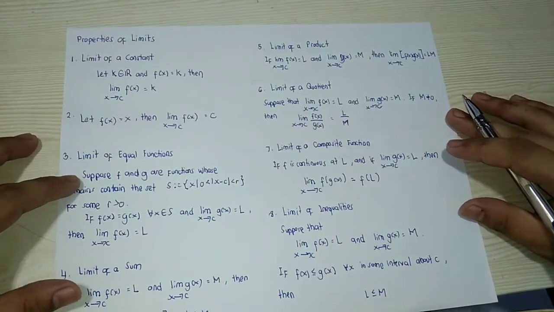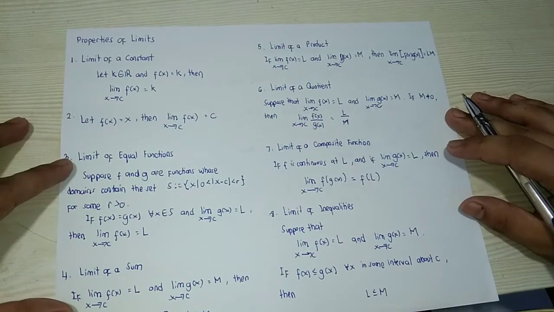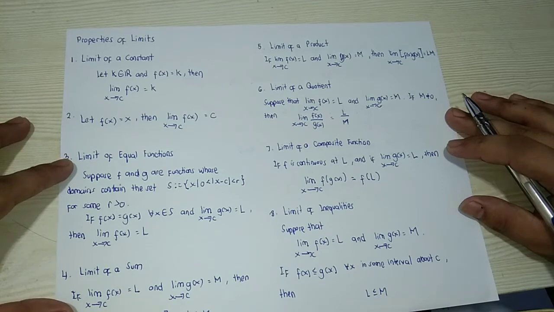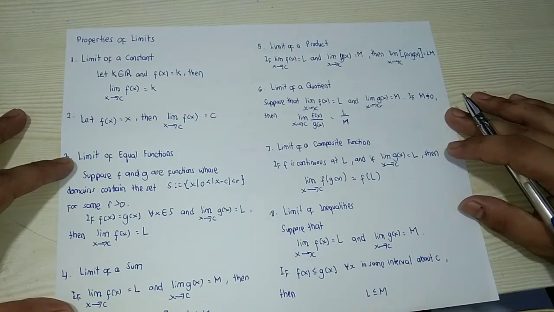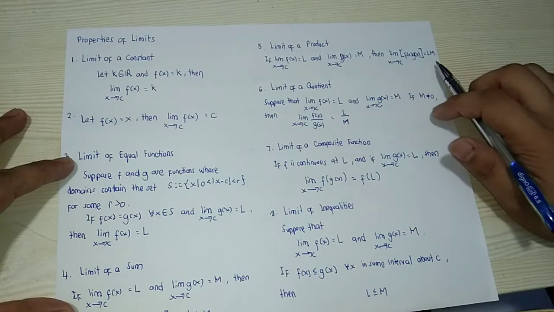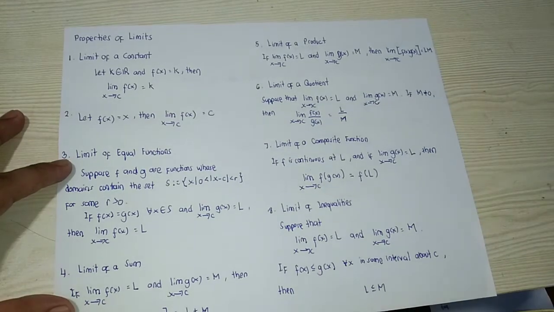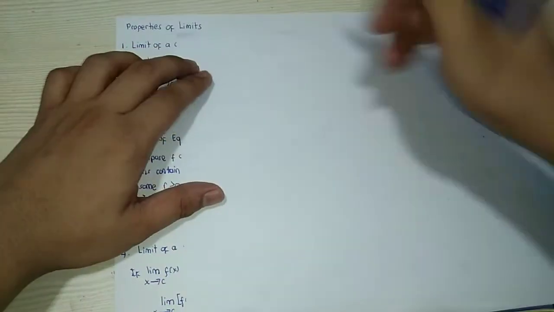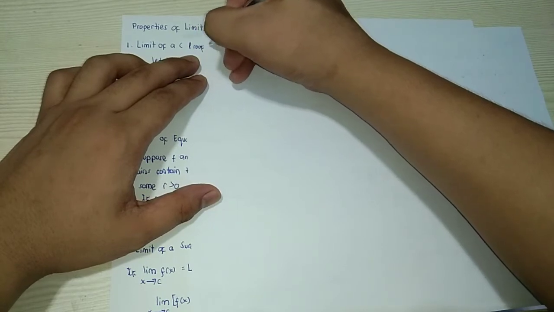Okay, so punta naman tayo sa property number 5. Limit of a product. If the limit of f of x as x approaches c is L and the limit of g of x as x approaches c is M, then the limit of the product of f of x and g of x as x approaches c is L times M. Yung product ng limits nila. Okay, so let's prove number 5. So yung proof na ito medyo mahaba-haba.